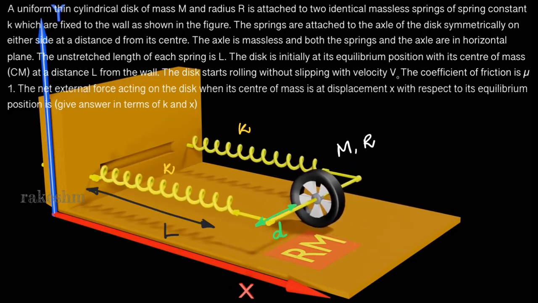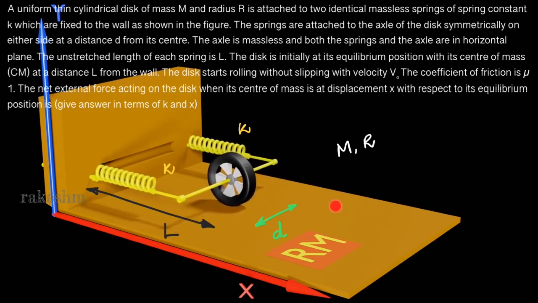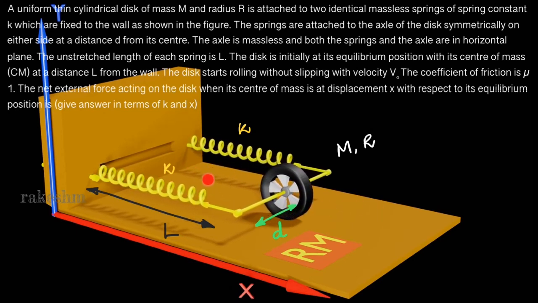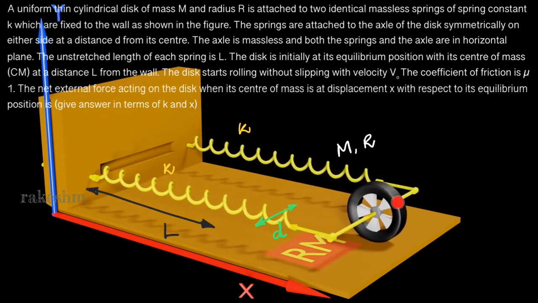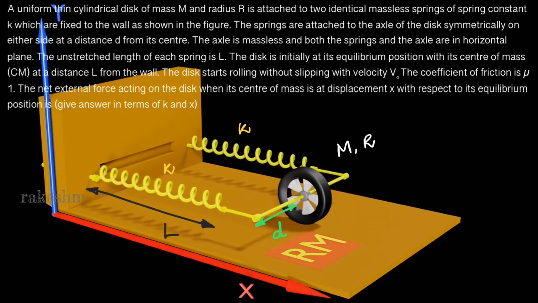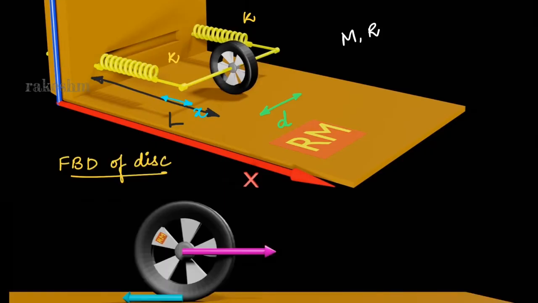You can see here that at its equilibrium position it had a velocity v0 and it is oscillating to and fro. And one more thing that you can observe here is that this disc is not slipping and it is pure rolling. So we need to find the net force on this disc when it is at a distance x from its equilibrium position. Let us first draw the free body diagram of the disc.